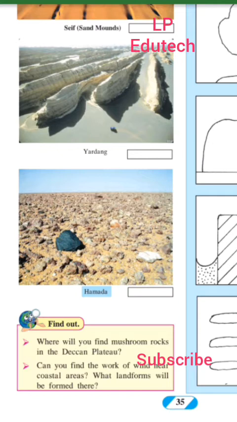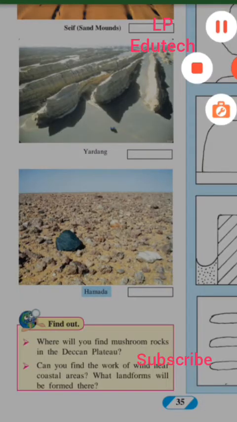Second, can you find the work of wind near coastal areas? What landforms will be formed there? Of course, we are able to find it. The work of wind can be found near coastal areas. The erosional, transportation and depositional work of sea waves is prominently responsible for the formation of various landforms near coastal areas. The work of wind supports the work of sea waves in forming these landforms. Now let us continue with it.